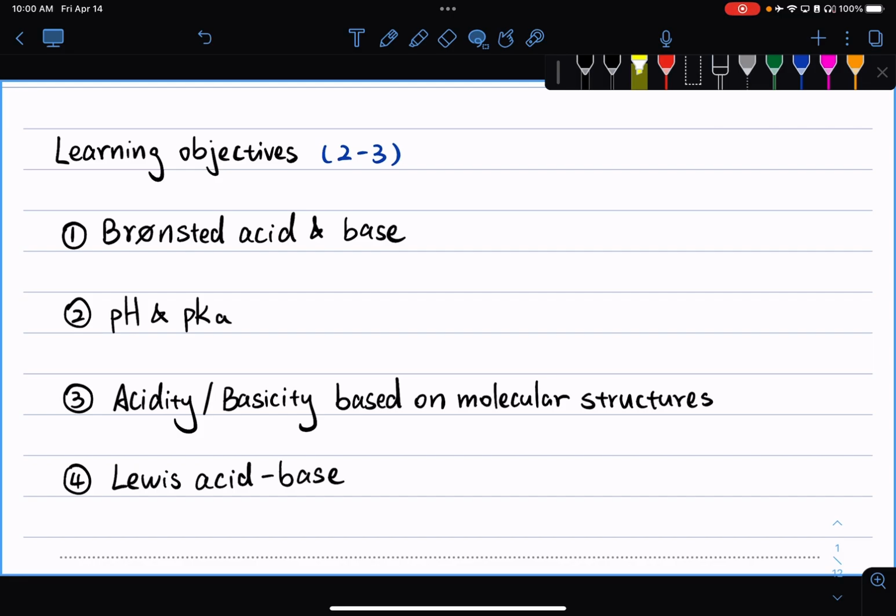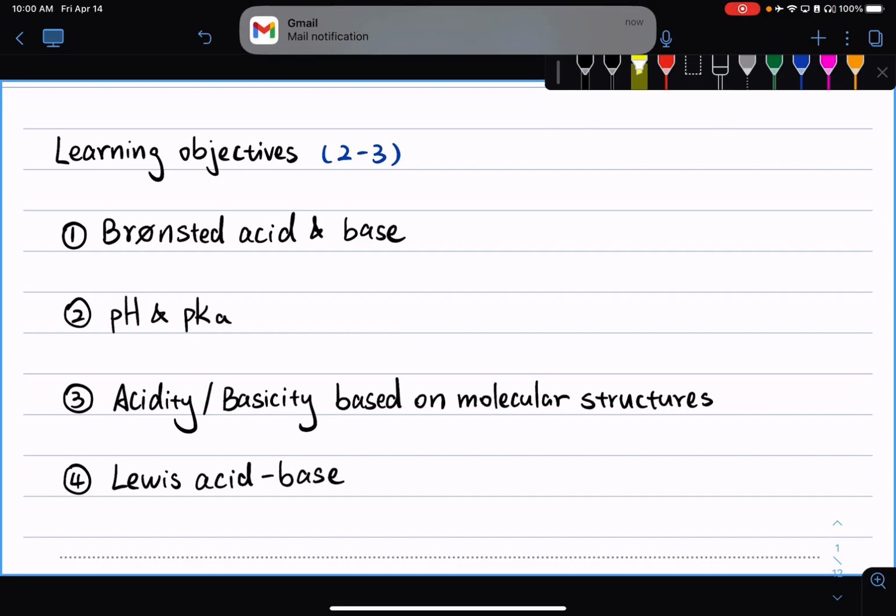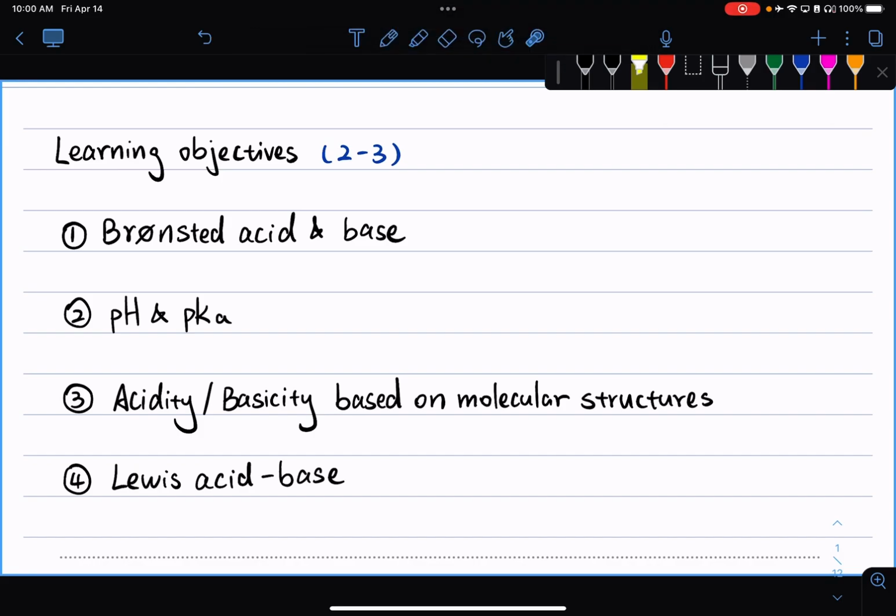But getting started, we'll do some more or less review when we're talking about pH and pKa. We'll make some link between pH, pKa to the chemical equilibrium we discussed before. And then for the rest of today's lecture, we'll be talking about how we predict acidity or basicity based on just molecular structures. And also we want to introduce a new concept called Lewis acid base. All right, so that's a general introduction to what we will be covering today.